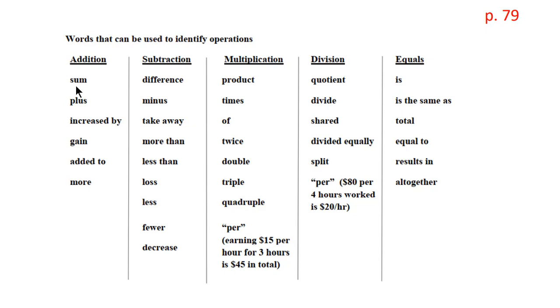Words like per. Sometimes per can mean multiplication if we don't know the total. For example, if we're earning $15 per hour for 3 hours. But per can also mean division. So when there's a split or a divide of something, when we have a total $80 per 4 hours worked, then we're going to be dividing 80 by 4 to get to 20.